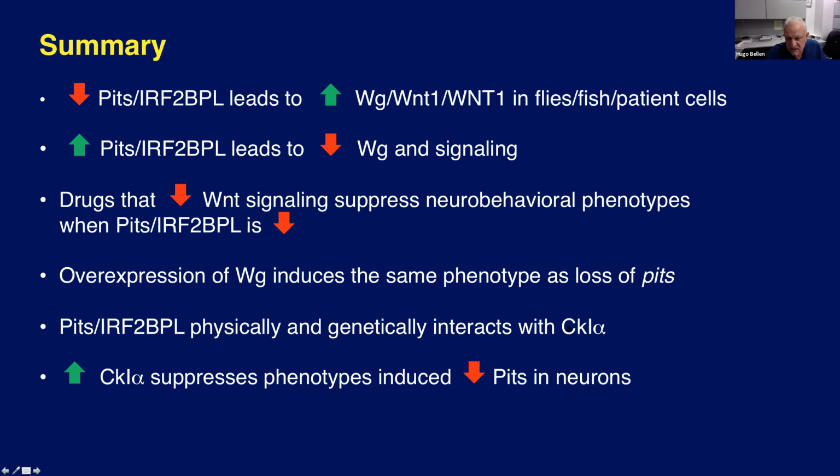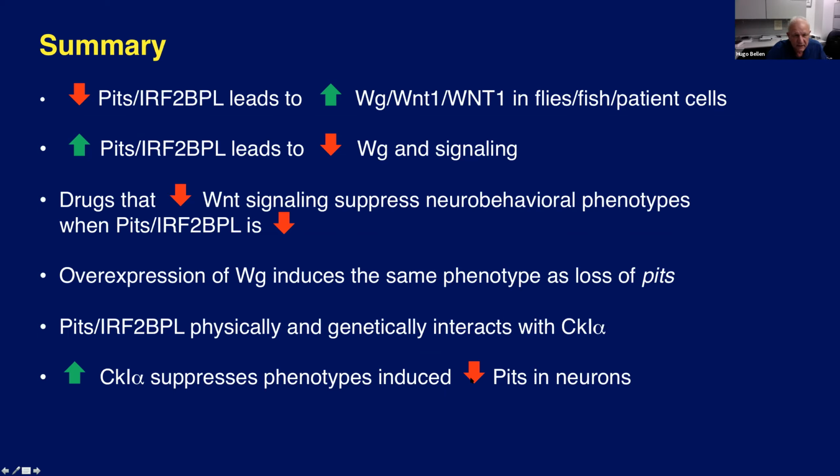I didn't show you this data with CK1 alpha, which is a key player in the degradation of beta-catenin. Overexpression of CK1 alpha suppresses the phenotype induced by decrease of PITS in neurons.